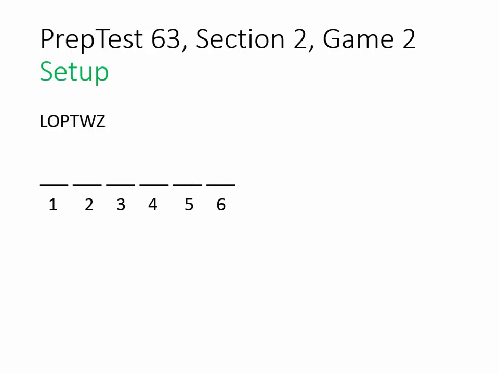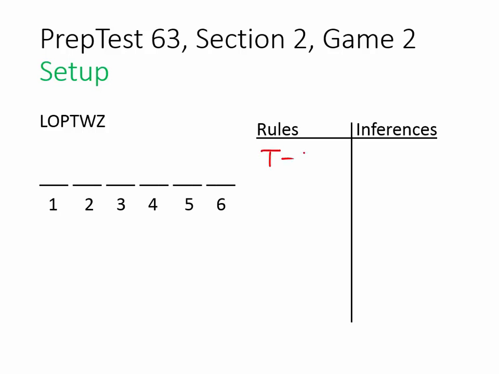So this is our standard setup for a sequencing game, nice and easy. Let's jump right into our rules and inferences. Our first rule tells us that T dives sometime before W. We don't know exactly how far before, but sometime before. Next rule, L dives either first or last. Either first or last is 1 or 6, and that sets up a nice set of limited options for us, which we will come back to in just a second.